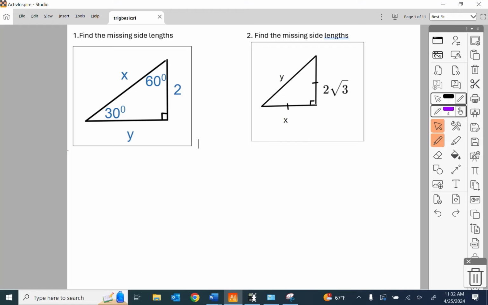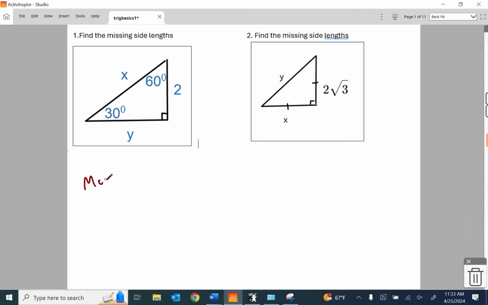Alright, trig basics. Full instruction. You have to memorize patterns. Memorize 30, 60, 90. Short leg is x. Hypotenuse is twice that. Long leg is x root 3.